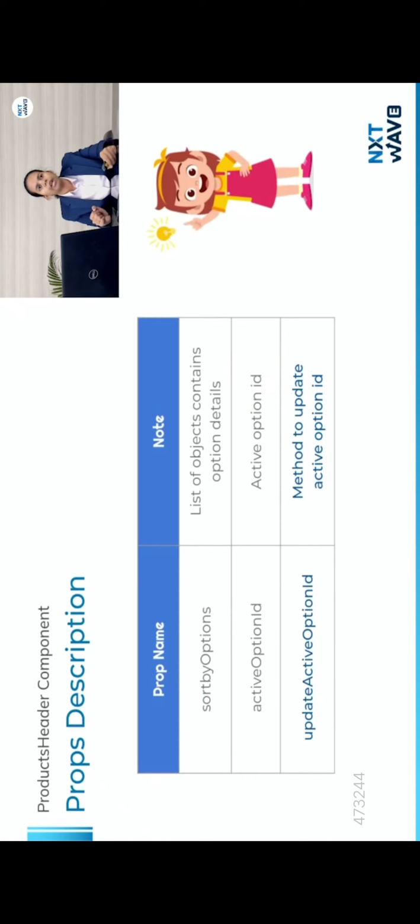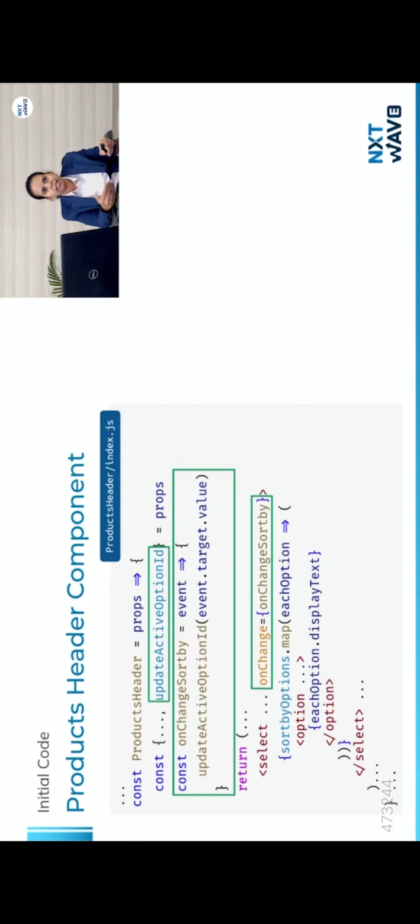As we have seen previously, in the products header component there is another prop, which is update active option ID. This is a callback. So when will this be called? When the user selects a particular drop-down option, then this callback function will be called. When there is a change in the drop-down selection, this callback function will be called. In this callback function, we can update the state. Previously we have seen this: there's an update active option ID prop, which is a callback.